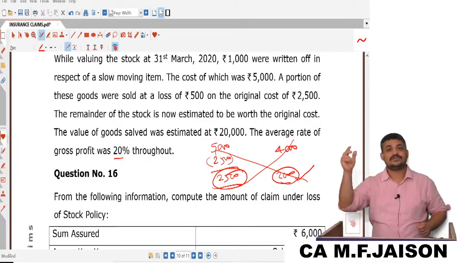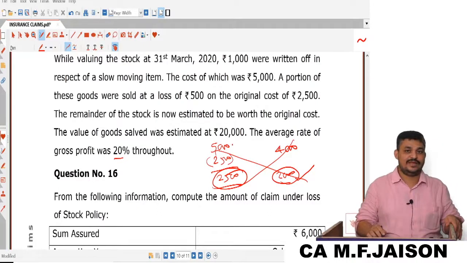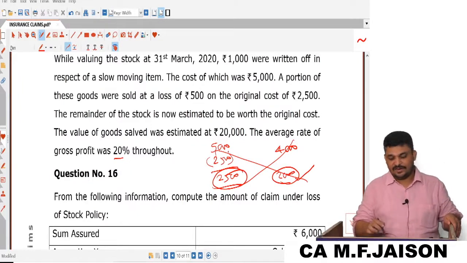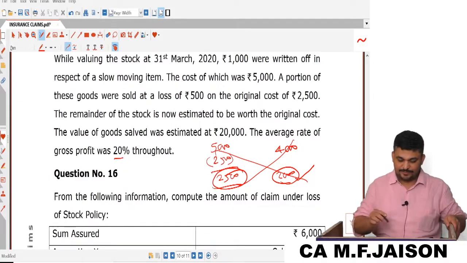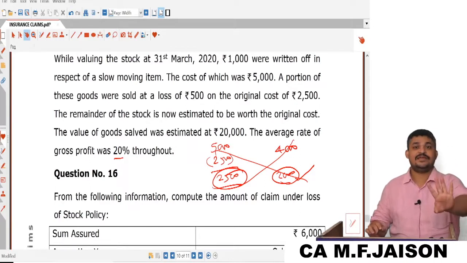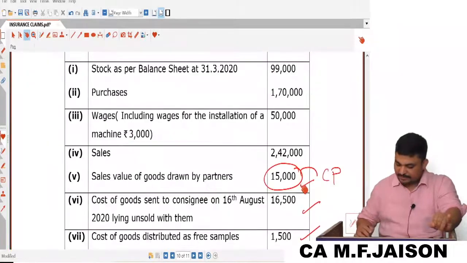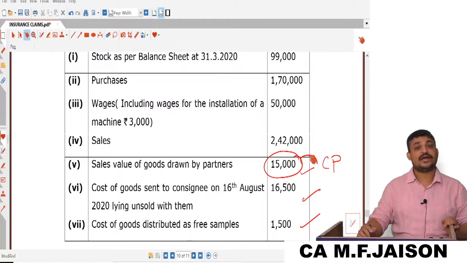So that way you should complete that memorandum trading account. Add both normal goods and abnormal goods. From that, deduct the salvage value of 20,000. You will get the loss of stock. Then compare with the policy amount and compute the claim accordingly. So the special issues in this problem: one is the normal and abnormal areas, which we discussed in the few problems. Then the three items should be either deducted from purchases or shown in the trading account credit side. The last two items are already appearing at cost, no problem, but the 15,000 should be converted into cost price.